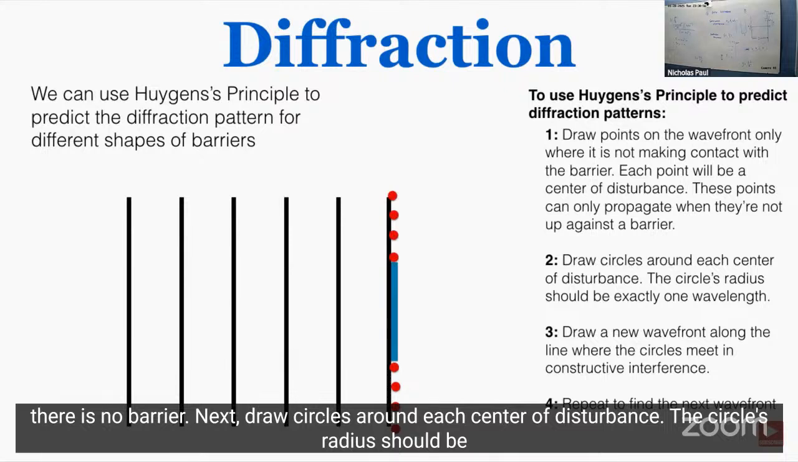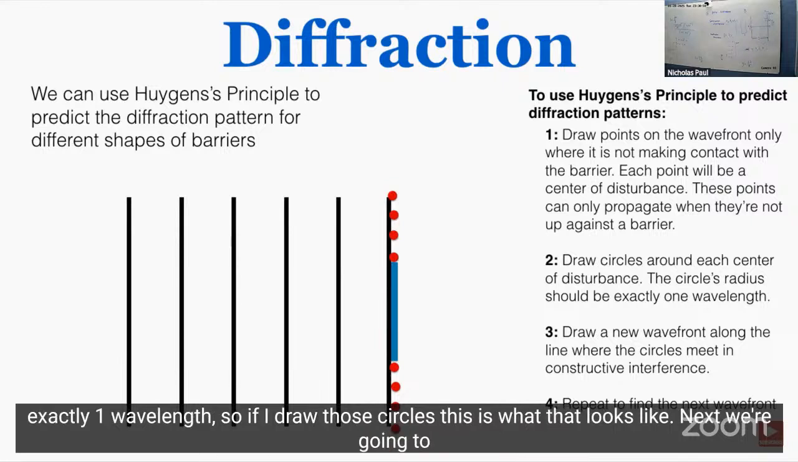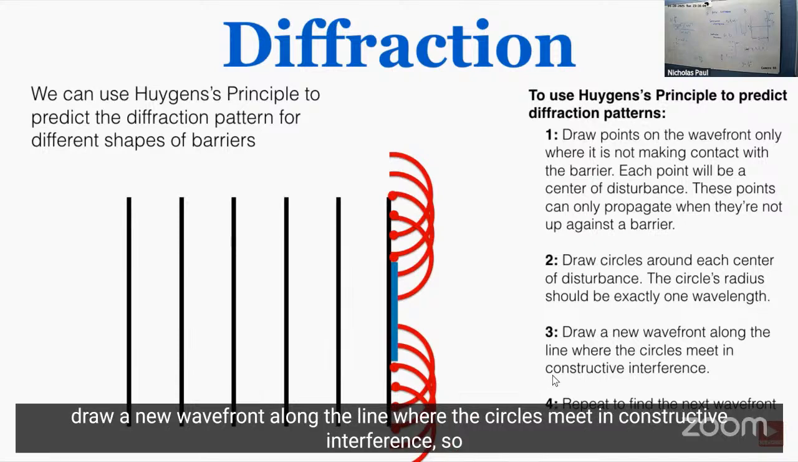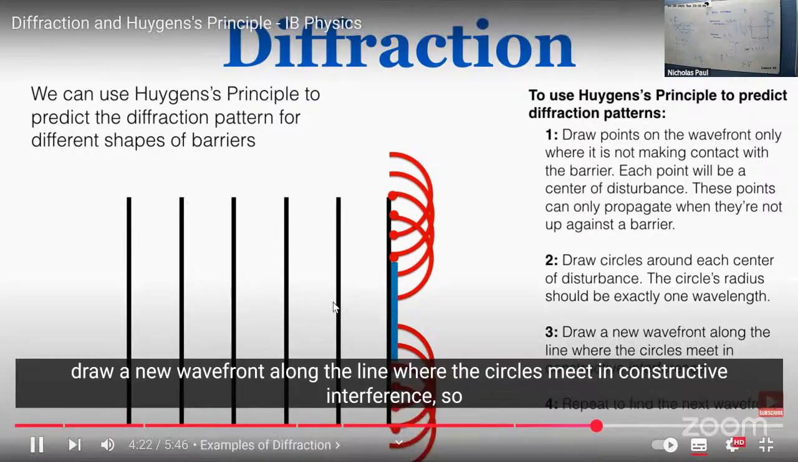Next, draw circles around each center of disturbance. The circle's radius should be exactly one wavelength. So if I draw those circles, this is what that looks like. Next, we're going to draw a new wavefront along where the circles meet in constructive interference.